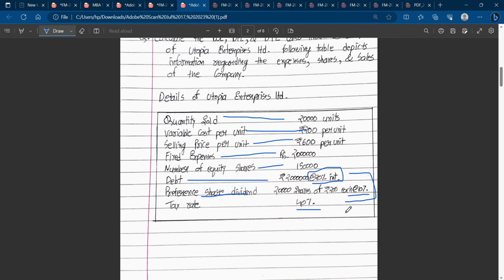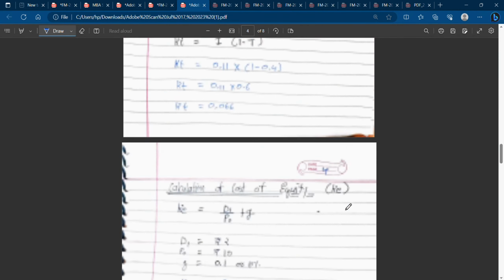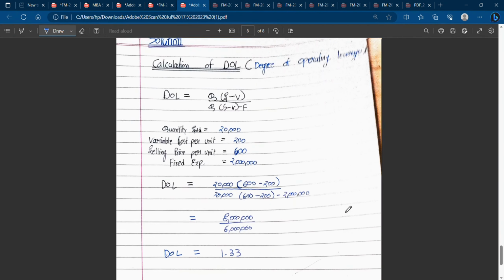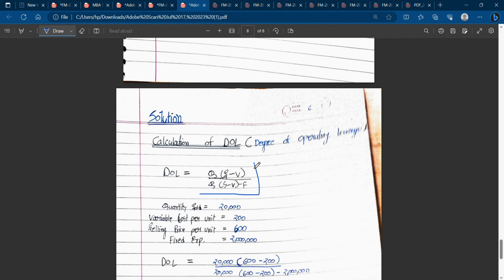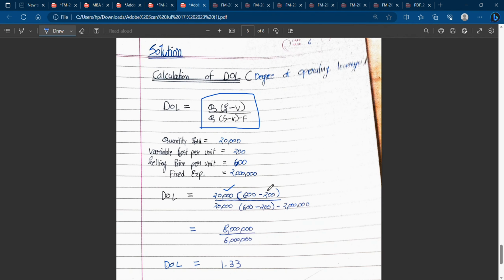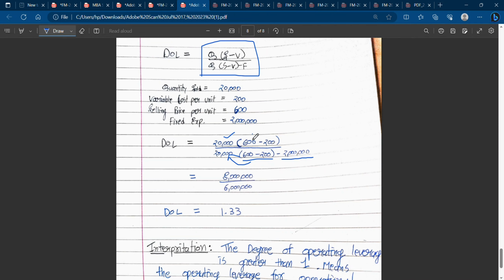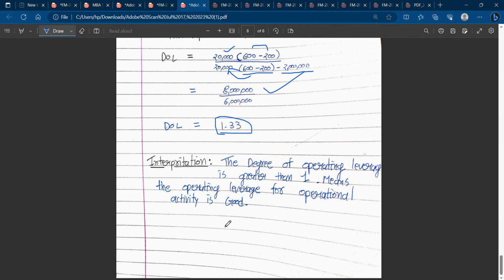So let's first calculate operating leverage. The formula was quantity (sales minus variable cost) upon quantity (sales minus variable cost) minus fixed cost. Here the quantity is 20,000, and the per unit figures are 60 minus 20. We subtract that and multiply by 20,000, then subtract 2 lakh. Here also we subtract and multiply by 20,000. After subtracting we get 1.33. It's also a good leverage. You can read the interpretation.